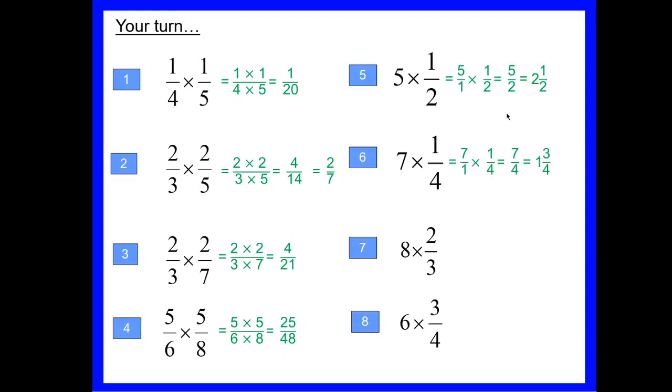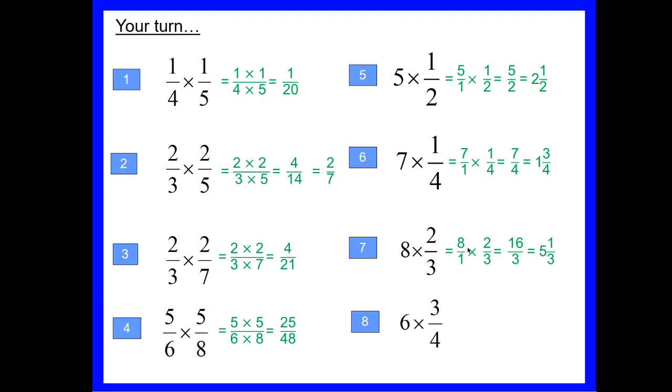For the next one then, we're going to put the 7 divided by 1 first. So 7 times 1 is 7, 1 times 4 is 4. 4 fits into 7 1 whole time with 3 remaining, which goes back over our denominator of 4. We get 1 3/4.